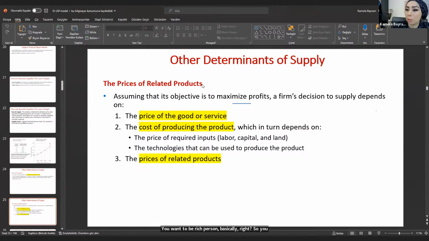A firm's decision to supply depends on one, the price of the good or service. Second, the cost of producing the product, which in turn depends on the price of required inputs, labor, capital, and land. For example, if government decides to increase the minimum wages, that means now you can hire less workers, right? So you can hire less workers, which means that you can produce less. This is the thing. And vice versa.